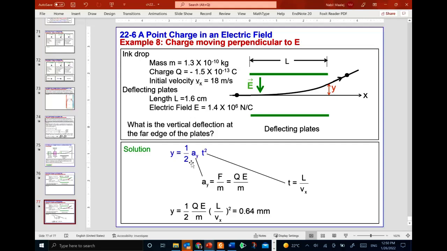So y is equal to 1/2 QE over m times (L over V) squared, and we get 0.64 millimeters. So this is projectile motion, electric field, Newton's law. We're applying a number of principles: motion in the x direction with constant velocity, motion in the y direction with constant acceleration, F equals QE, and Newton's law, F equals ma. So we are applying three very important concepts in physics.